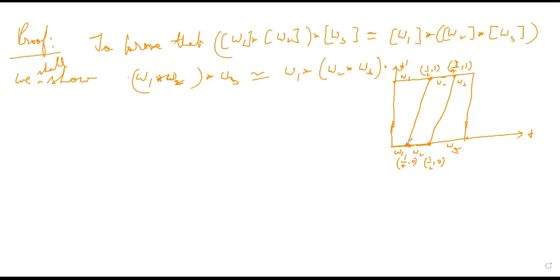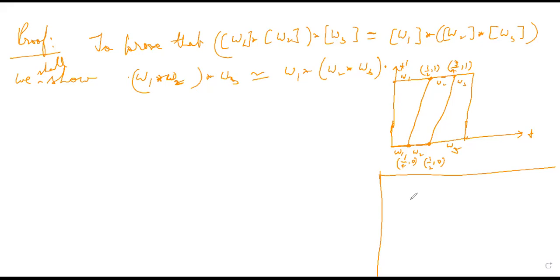So what is this line? Can we write the equation of this line and this line, because they will be used. Let me just do some computation. What is the equation of this line? This is the point 1 upon 4 comma 0. This is half comma 1.